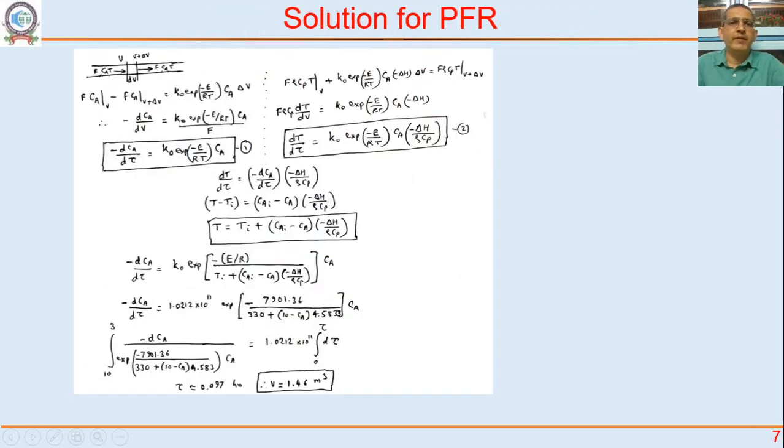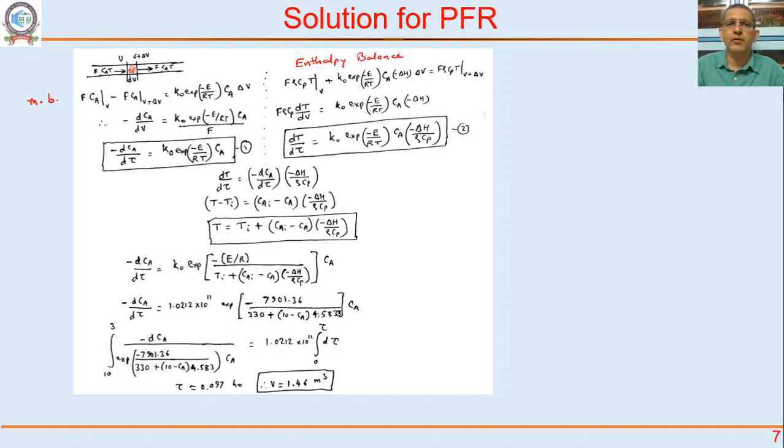Okay, same way, if I have to write the solution for plug flow, what do we know now? For a plug flow, what are we going to do? We are going to take a differential element like this, and we are going to write a material balance. So our first is the material balance, and this equation is the enthalpy balance.